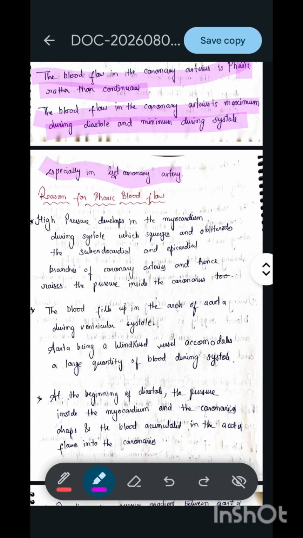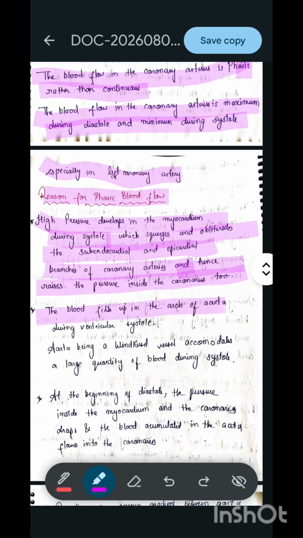stronger and more extensive. Now, the reason for the phasic blood flow: as I told you, high pressure develops in the myocardium during systole, which squeezes and obliterates the subendocardial and epicardial branches of the coronary artery, and hence raises the pressure inside the coronaries too. The blood fills up the arch of the aorta during ventricular systole. The aorta, being a windkessel vessel, accommodates a large quantity of blood during systole. So at the beginning of diastole, the pressure inside the myocardium and coronaries drops, and the blood accumulated in the aorta flows into the coronaries.